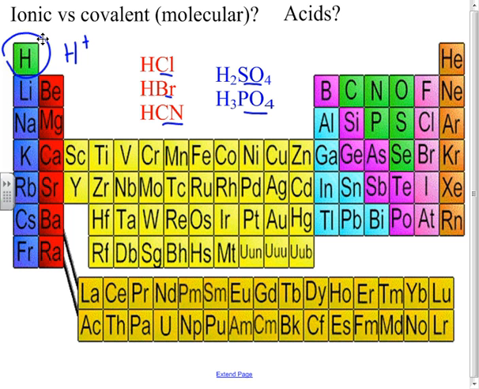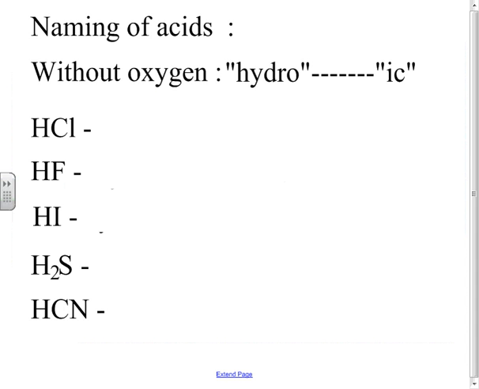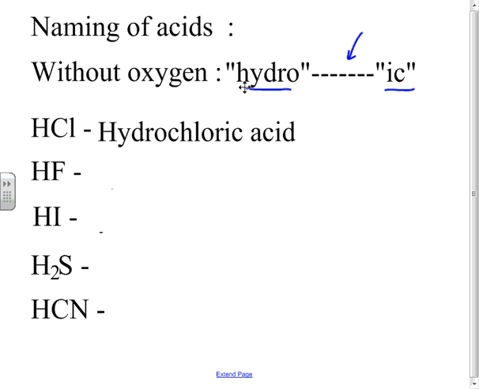as a positive ion. To name acids, we're going to divide them into two different categories, those that do not have oxygen and those that do have oxygen in them. To name acids without oxygen, you always use the prefix hydro and the suffix "ic" and something in the middle to indicate what element is combined with the hydrogen. And so hydrogen and chlorine becomes hydrochloric acid.